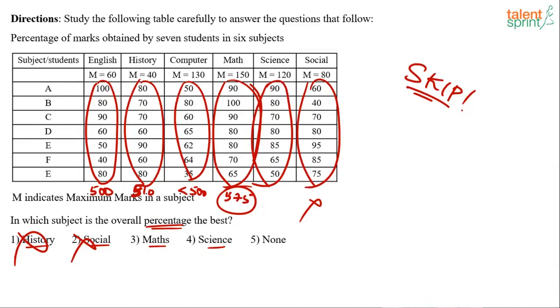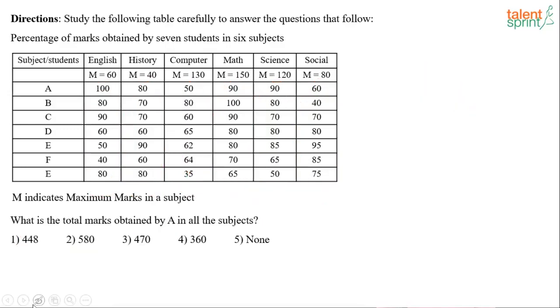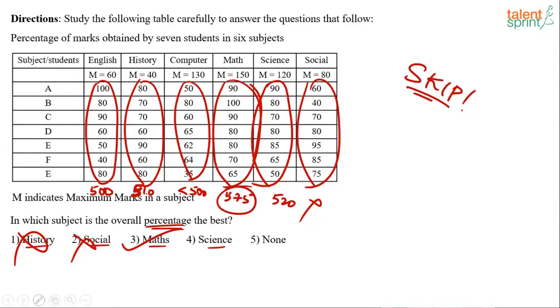Check for science now. 90 and 80 is 170. 170 and 70 is 240. And 80 is 320. And this is 150. So 470. 470 plus 50 is 520. Math is the highest. So math is the answer. If you do calculation, each sum would take about 10 seconds. So six sums will take about 60 seconds, not more than 1 minute. You should be smart enough to avoid some of the calculations. That gauging, that sense, you must have.